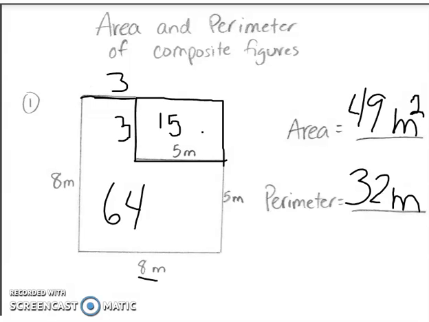But that's it. That's what you're going to be doing for your area and perimeter of composite figures. They're going to get a little bit trickier as they go.